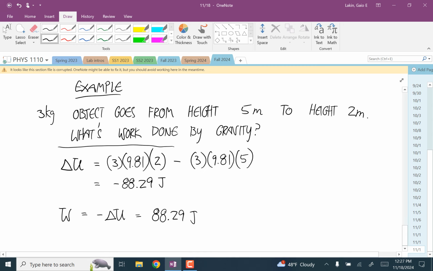Does it make sense that the work would be positive here? As something moves down, gravity would be trying to speed it up rather than trying to slow it down. Yeah, because the gravitational force and the direction the thing is moving are in the same direction. And that's the same answer we got last time.